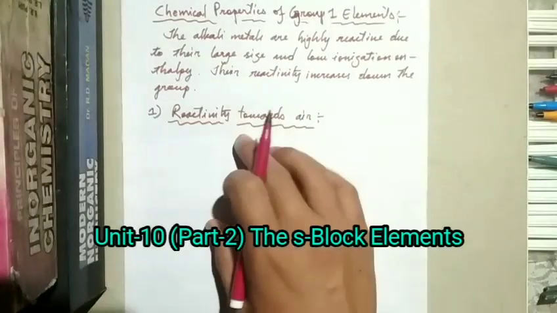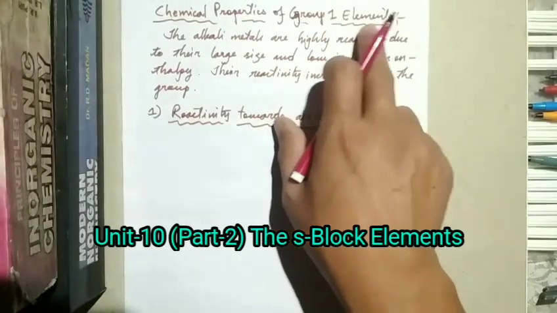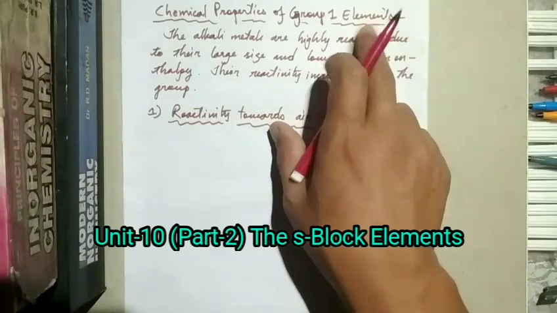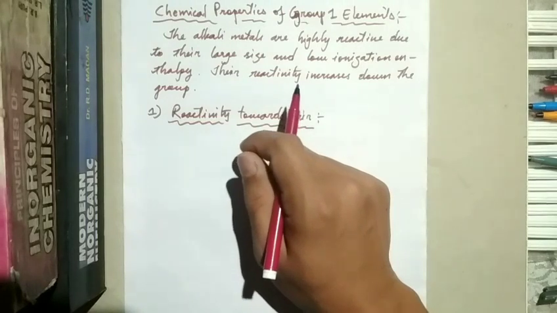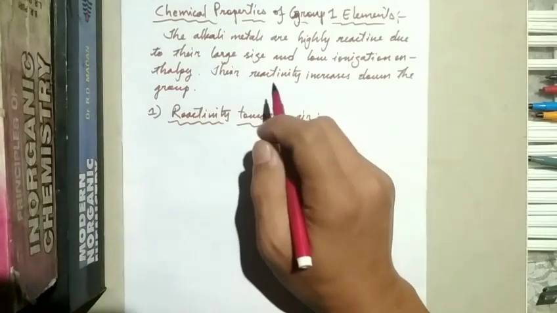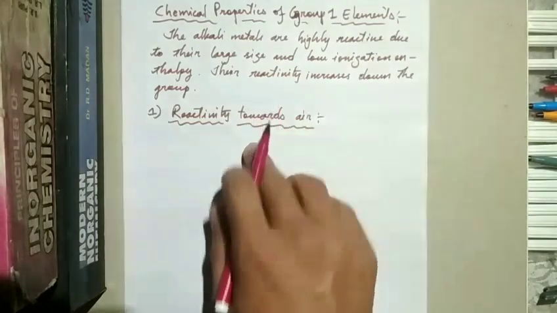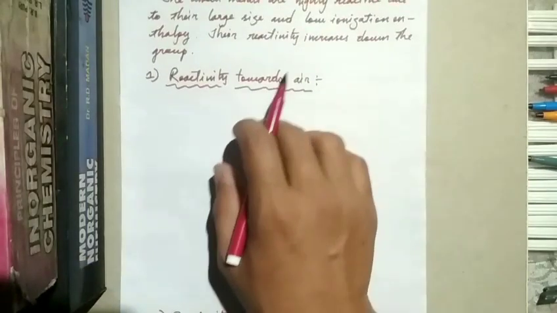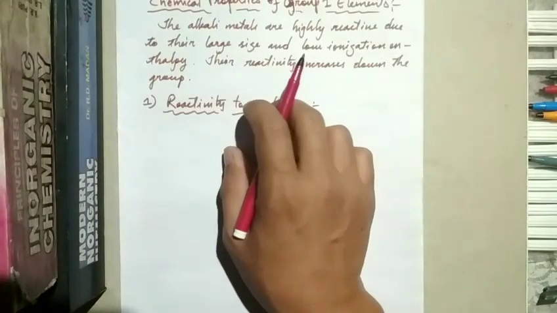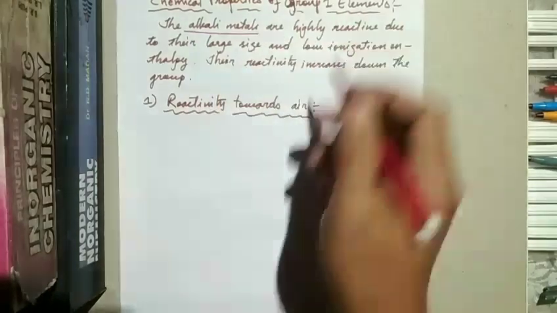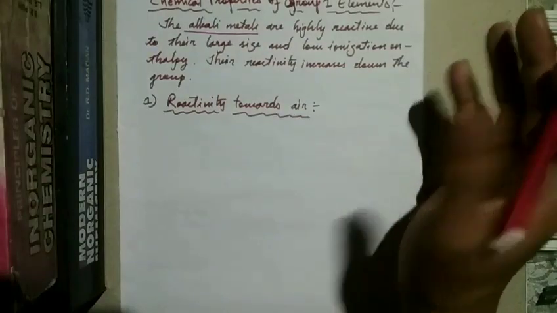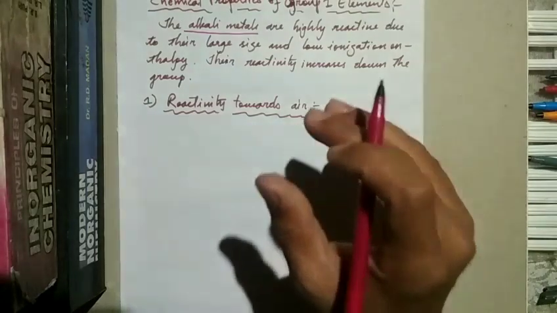So today our discussion will be chemical properties of group 1 elements and anomalous properties of lithium. First of all, we will discuss chemical properties of group 1 elements. So we all know what group 1 elements are. They are also known as alkali metals. These alkali metals are highly reactive.